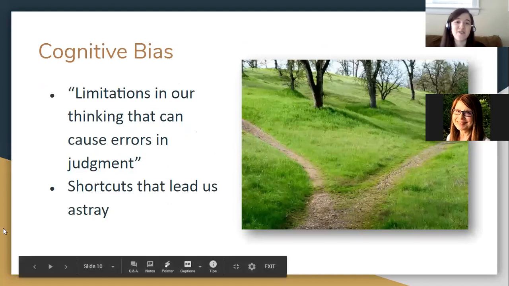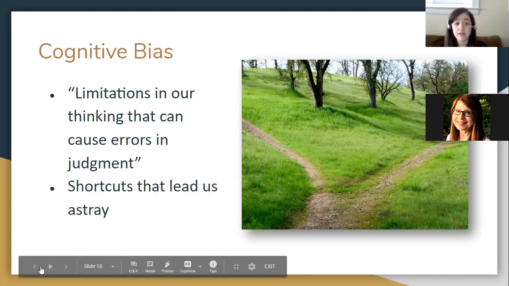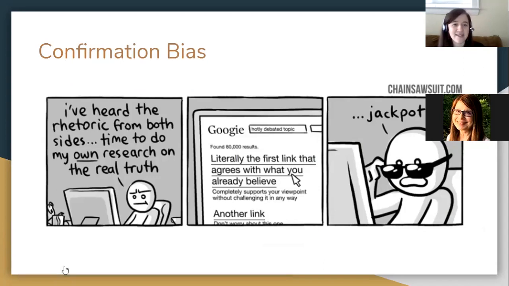So I'm sure a lot of you have heard of cognitive bias before. Cognitive bias can be described as limitations in our thinking that can cause errors in judgment. Essentially, they're like shortcuts that lead us astray. Sometimes our mental shortcuts are very helpful to us, but when it comes to cognitive bias, these shortcuts are leading us to make conclusions that are not always accurate. And one kind of cognitive bias that is very relevant here is called confirmation bias.